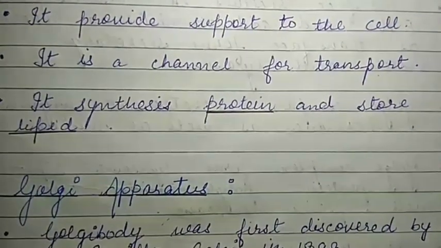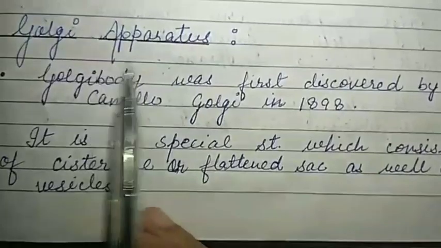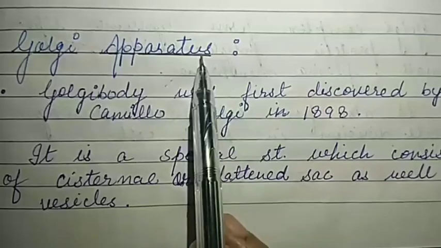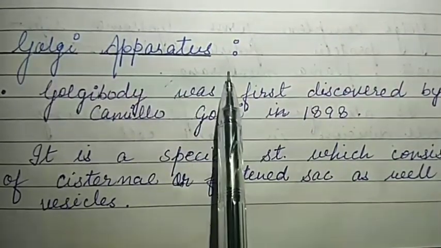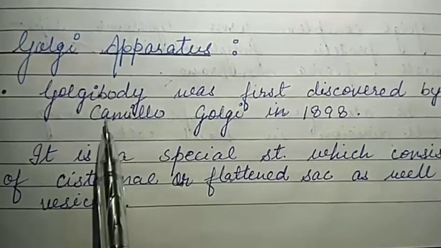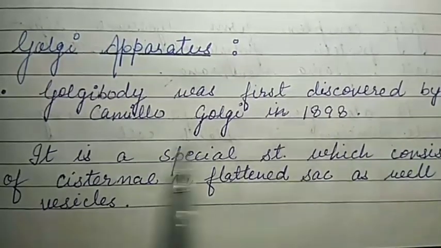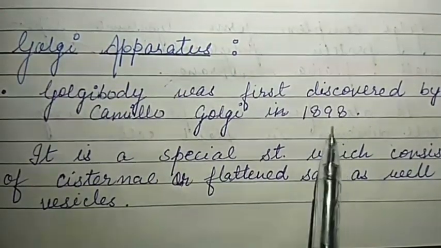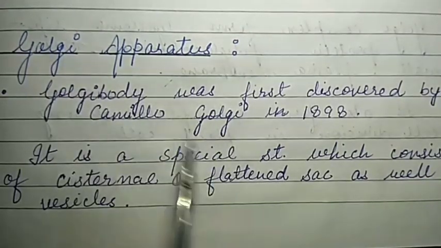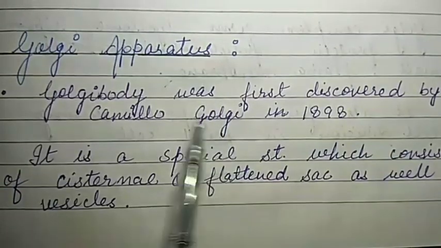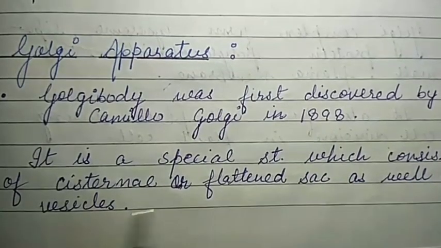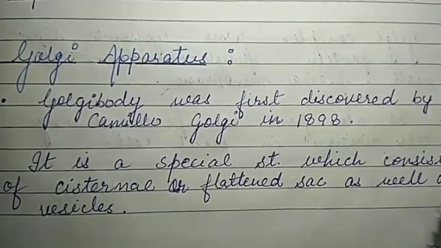And the next cell organelle is the Golgi apparatus. This Golgi apparatus is also known as Golgi complex or Golgi body. In plant cells, the Golgi apparatus is found in scattered unit form, and because of that it is called dictyosome. It was discovered by Camillo Golgi in 1898, and because of that it is called Golgi body, as the scientist who discovered this organelle was named Camillo Golgi.